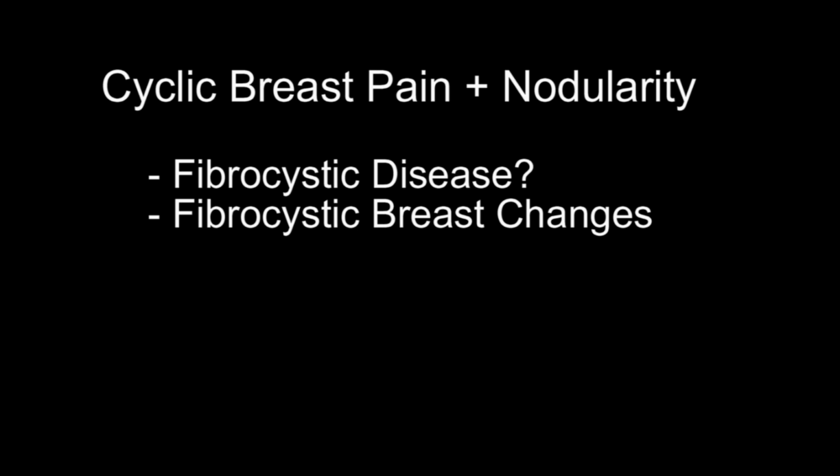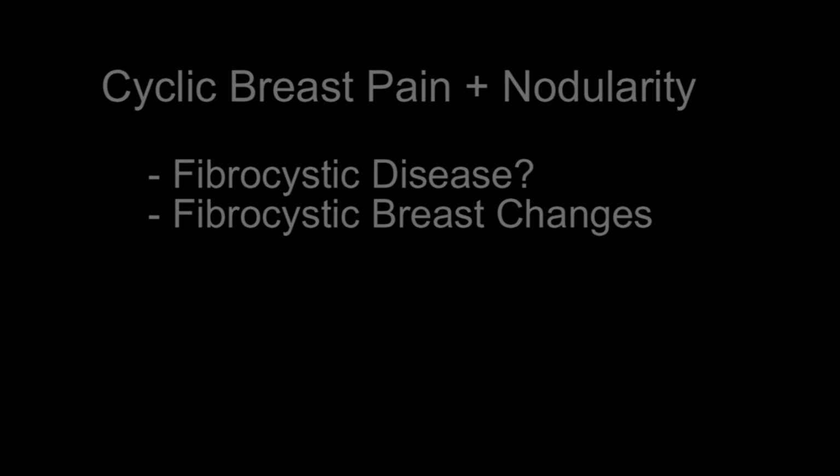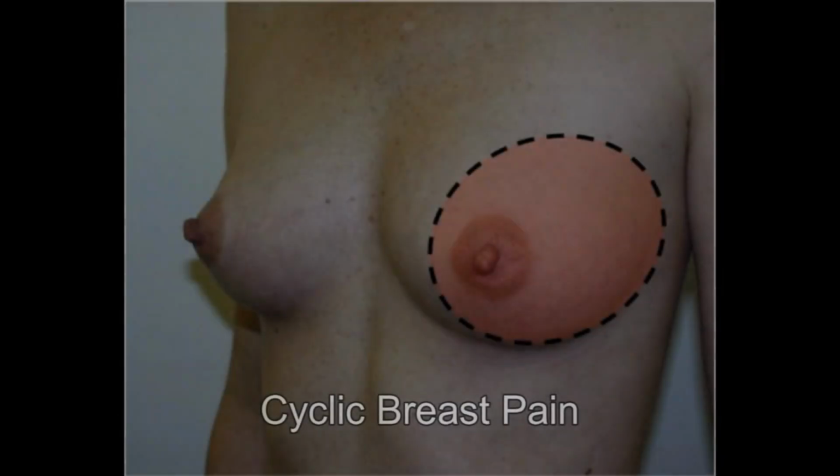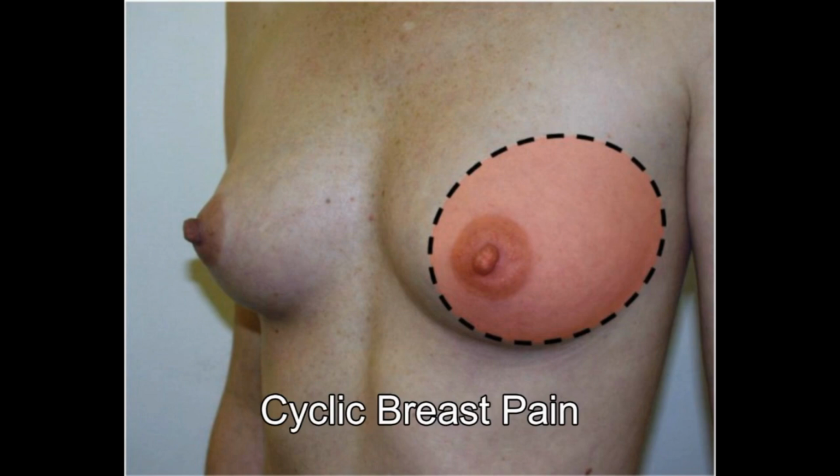The combination of cyclic breast pain and symmetrically thickened nodularity of the breast tissue is often called fibrocystic disease, although that's a misnomer because it's not really a disease, or fibrocystic breast changes. While it's not dangerous, women with cyclic mastodynia find it annoying, and in its most severe form, it interferes with some normal activities.